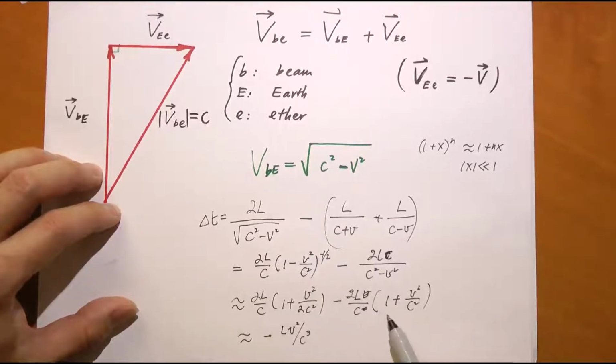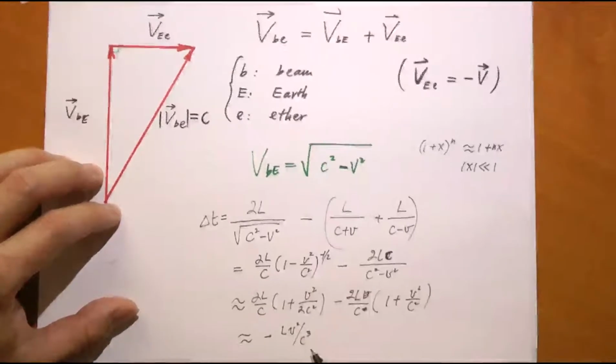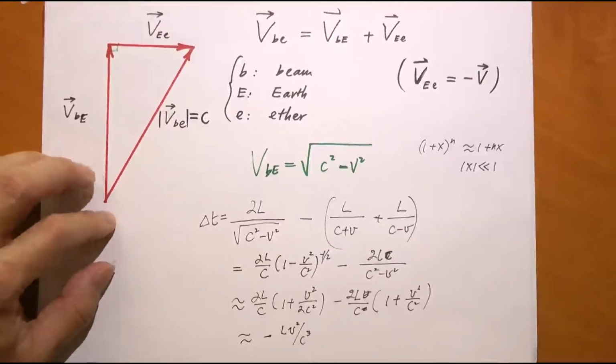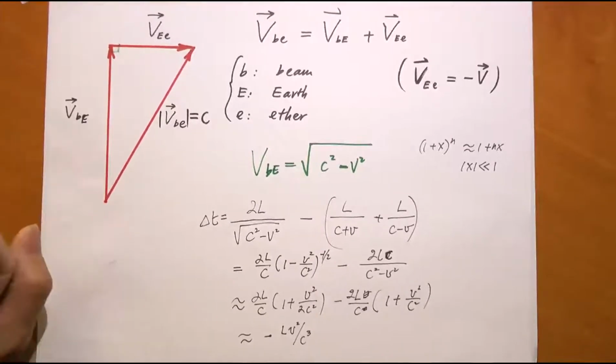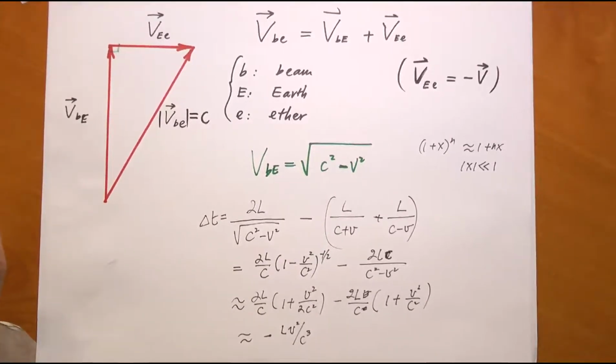This term cancels with that term. What's left is, you combine these two, negative L v² over c³. The negative sign doesn't really matter, it just tells you which beam arrived first. The importance is the time difference. If one of the beams travels faster and arrives first, it's going to be a little bit out of phase from the other beam.